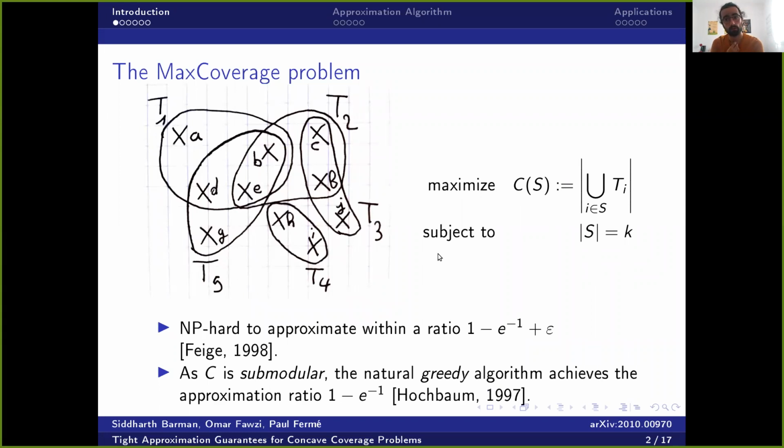So this problem was well studied. It's been shown that it's NP-hard to do a better approximation ratio than 1 minus e to the minus 1. Since the coverage function is submodular, the natural greedy algorithm, which just takes cover sets one by one, taking the one that makes the value the greatest at each step, achieves this approximation ratio in polynomial time, and so the problem complexity is closed.